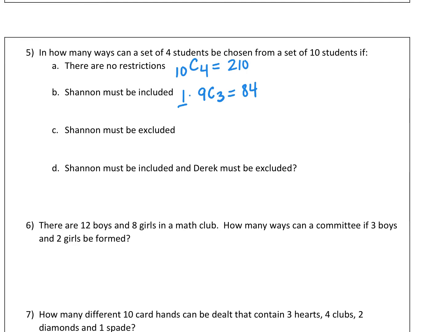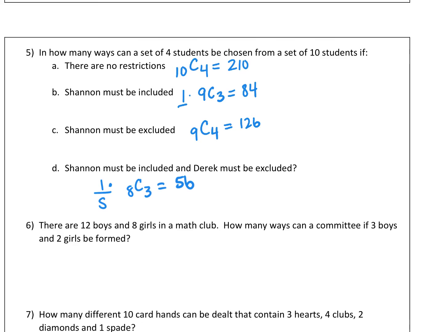If Shannon must be excluded, that means that I need to choose 4 people, but I only have 9 of them to pick from because Shannon can't be there. So that'd be 126. If Shannon must be included and Derek must be excluded, so that means I'm going to pick Shannon, and I'm going to multiply that by the choices for the rest of the people. So now I need to choose 3 people, but I only have 8 to choose from because Shannon's already there and Derek cannot be there. So that comes to be 56.